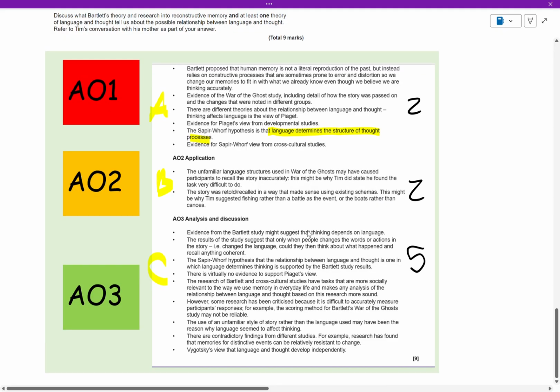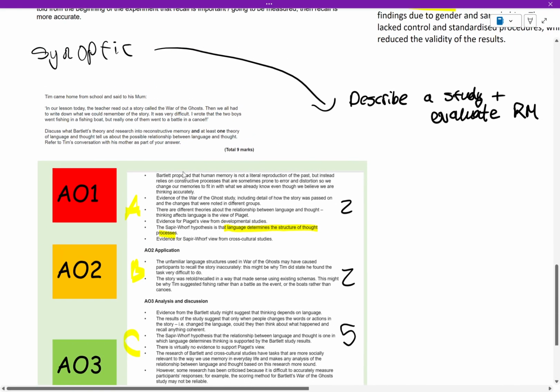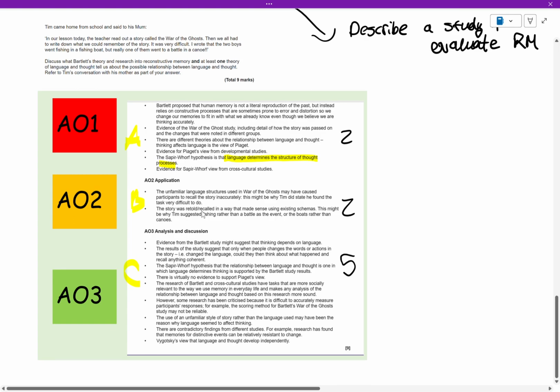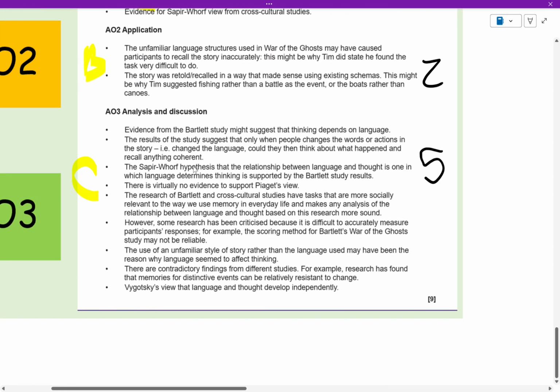Furthermore, our evaluation. When we're evaluating a synoptic question, we want it to be balanced. So for this one, I suggest you would do, for example, 2 evaluation points on Bartlett's theory, and then 2 evaluation points on the Sapir-Whorf hypothesis. You can see here they've done a couple of evaluation points for Bartlett, and then evaluation points for Sapir-Whorf and also Piaget's.